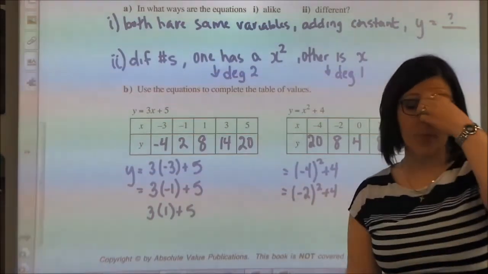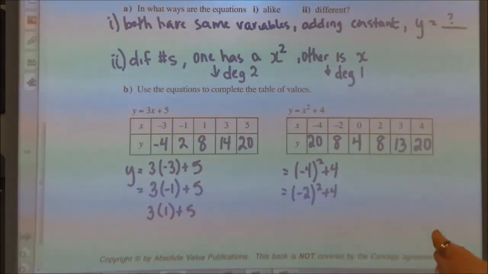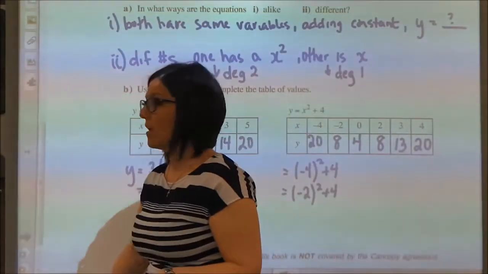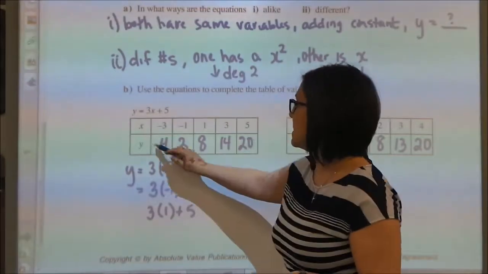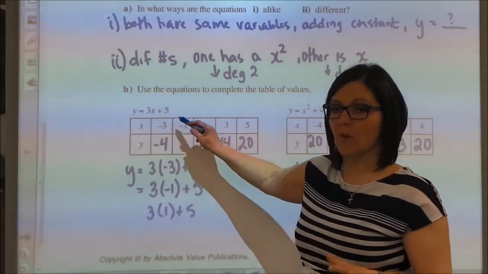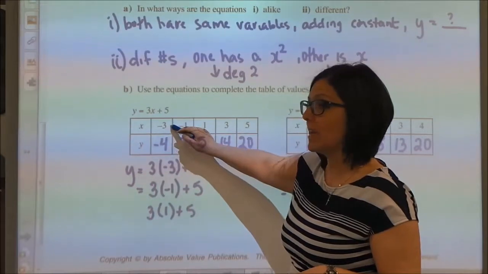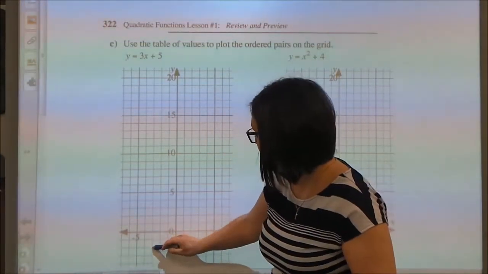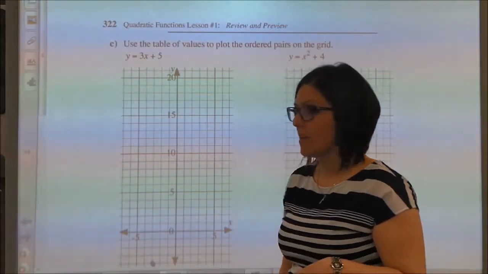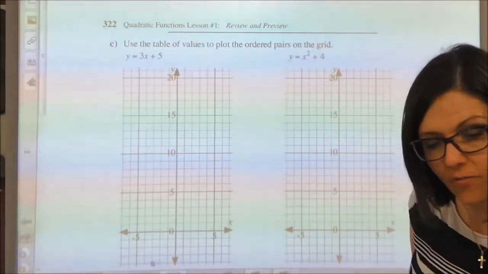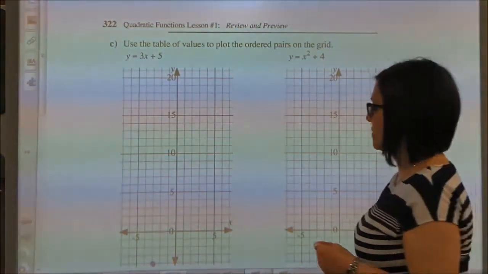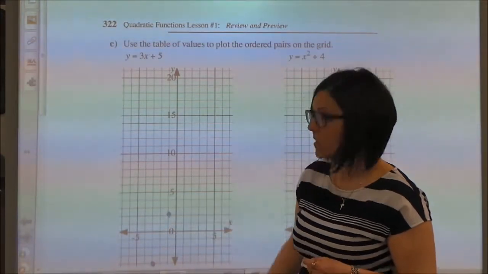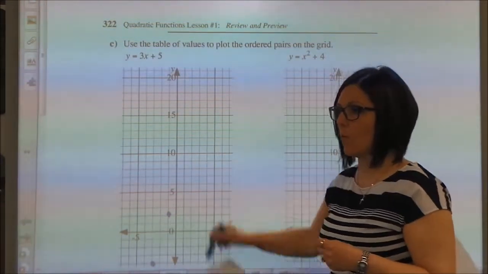Okay, so if you flip the page over, I want you to take these two tables of values and plot them on the two graphs. So these are my x values, these are my y values. So in the first graph, the first point I'd plot would be negative 3 and negative 4. So negative 3 and negative 4 would put me down here. Then the next point on that graph would be negative 1 and positive 2. So negative 1 moving left, positive 2 going up. So the x comes first and then the y.